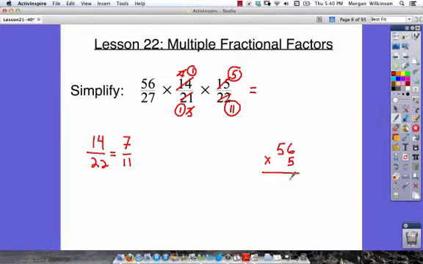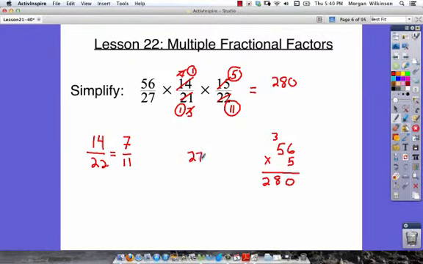5 times 6 is 30. We're going to carry the 3. 5 times 5 is 25. Plus 3 more is 28. We have 280. Okay, so we've got our answer. So the numerator is 280. And the denominator is 27 times 1 times 11. You might know right off the bat that that's 297.